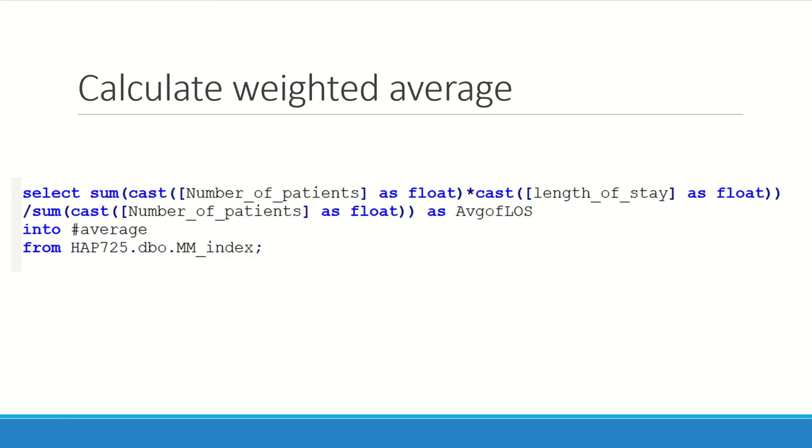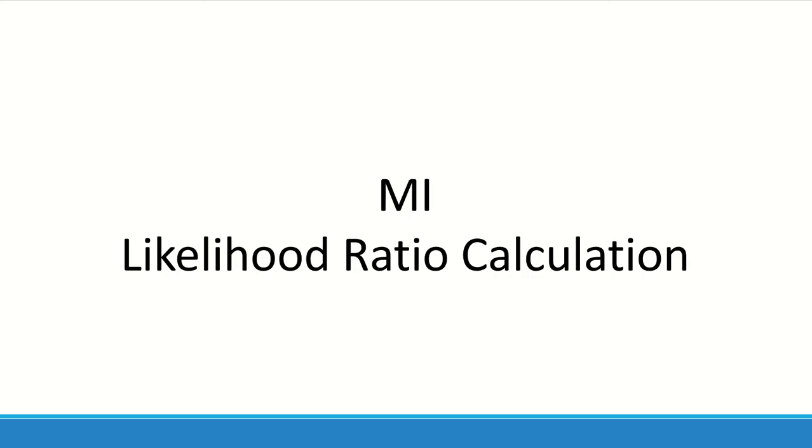The next step is to calculate the weighted average length of stay for each diagnosis. We use the SQL statement above to do so. We calculate the weighted average instead of simply an average because the number of patients varies for each case. Now that we have calculated and saved the weighted averages, we can begin calculating likelihood ratios.